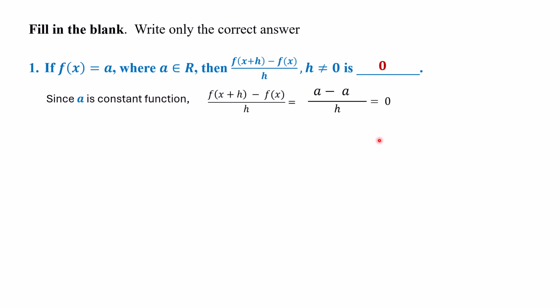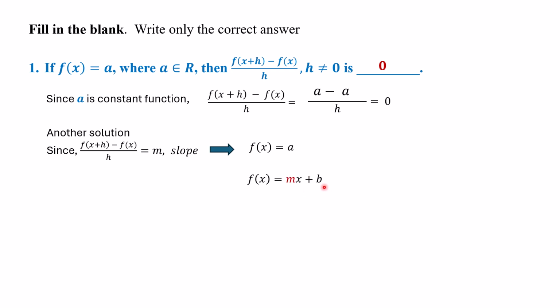Alternatively, we can have another solution. Since we know that this difference quotient is also equal to the slope, we can write the given as mx plus b. So this is equal to 0x plus a, and 0x plus a is simply equal to a. If you compare to mx plus b, m is 0. So that's why the slope is 0, or the difference quotient is 0. That is another way instead of using this formula. So let us try the next question.